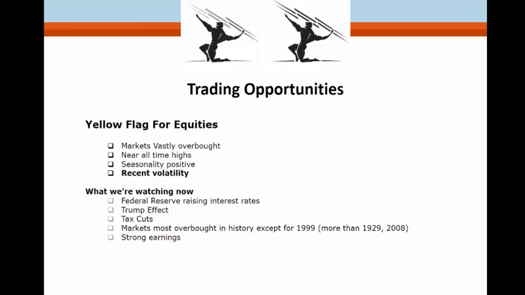So as I mentioned before, markets are vastly overbought. But offsetting that, they're seasonally positive right now. You know, this is, quote, the best 6 months of the year until May. You all heard the sell in May and go away idea. And that has a historical basis to it that's real. But we are near all-time highs.